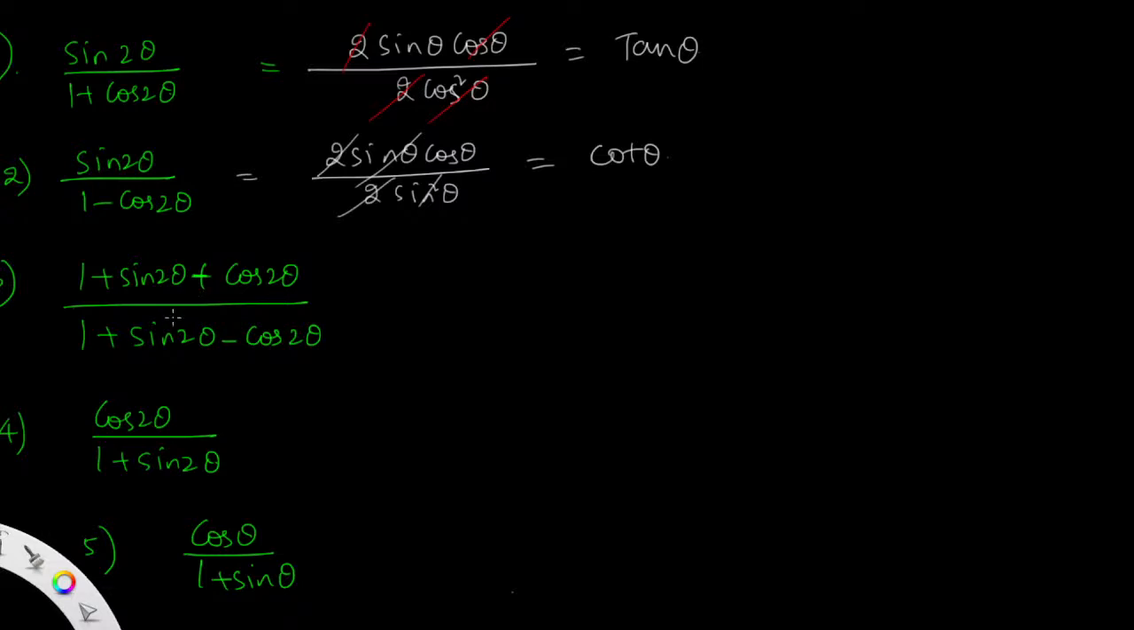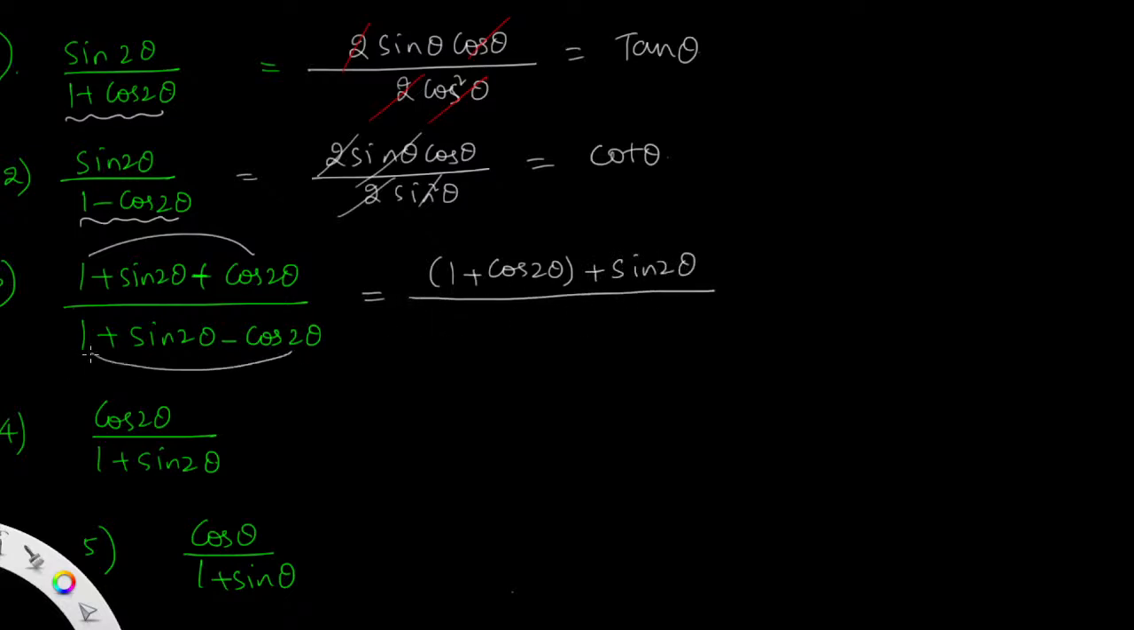Next, similarly, 1 plus sin 2 theta plus cos 2 theta by 1 plus sin 2 theta minus cos 2 theta. So regrouping, Nana: just now we have completed 1 plus cos 2 theta and 1 minus cos 2 theta, we know that. So convert by regrouping: 1 plus cos 2 theta on one side, sin 2 theta on one side, and 1 minus cos 2 theta plus sin 2 theta on the other.